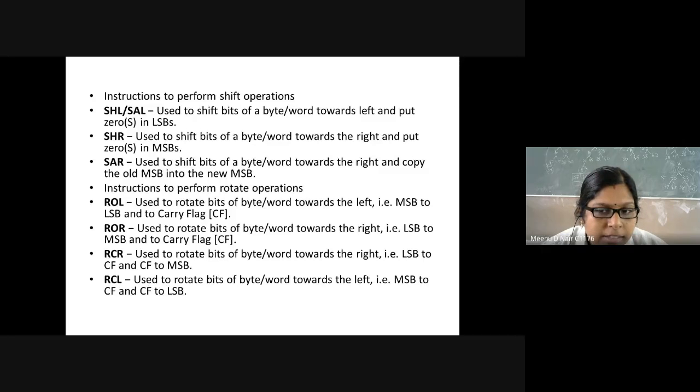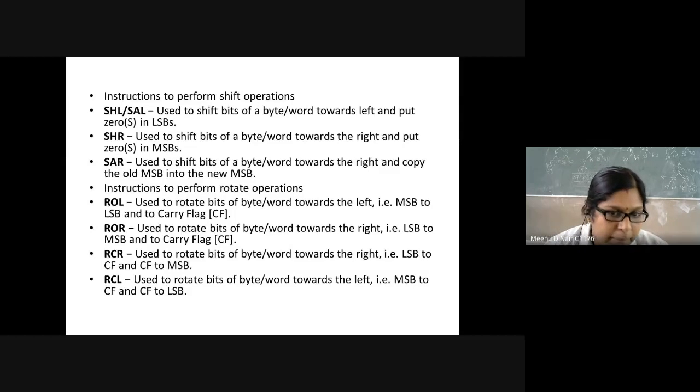Now the next one is RCR. What is happening in the RCR? It is rotate right only. In ROR, LSB is moving to MSB, and LSB is also sent to the carry flag. So what is there in RCR? LSB is moved to the carry flag, and what is there in the carry flag is moved to MSB. You cannot say LSB is moved to MSB. LSB is moved to the carry flag, and from the carry flag, which can be either 0 or 1, that bit is moved to the MSB.